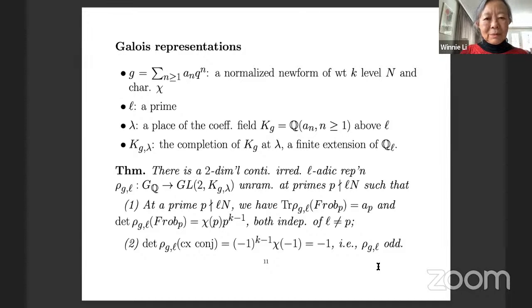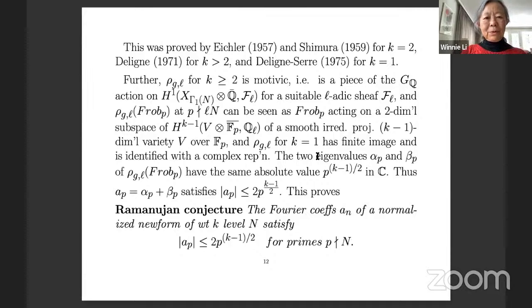So this theorem is proved by different people for different weights. It started with the work of Eichler-Shimura for the weight k equal to 2, and I think this work will be explained in the lecture this Thursday. Then Deligne proved it for weight k greater than 2, and Deligne-Serre did it for the weight k equal to 1.